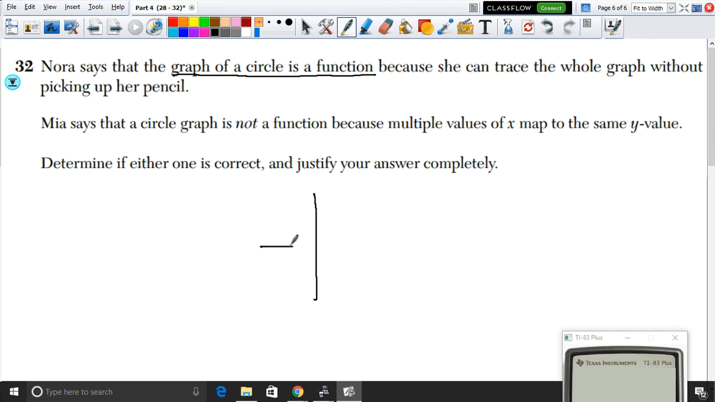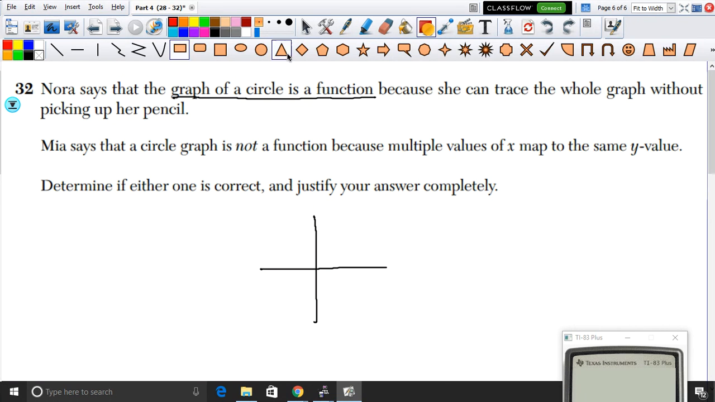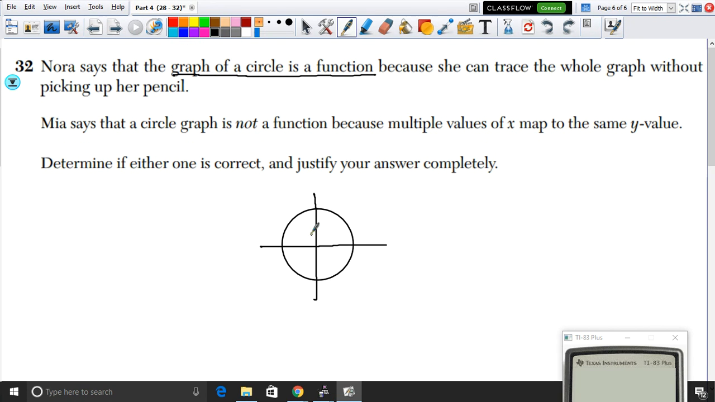Well, let's graph our circle. Let me make a perfect circle using this tool here. So if we're going to have a circle, this is the circle that they're saying. Okay, so we have our circle. Let's see what they're saying is true.